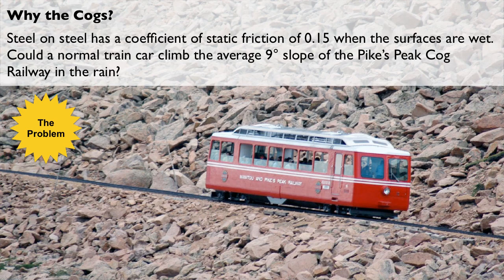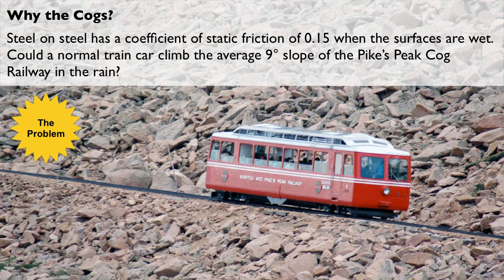Let's look at one more problem today. This one is about the Pikes Peak cog railway. The cog railway has wheels that have little cogs. I guess it's a cog railway, so that's not a huge surprise. The cogs are like tooth gears, and the tooth gears grab hold of teeth on the track as the train goes, so it can go up the slope without slipping.